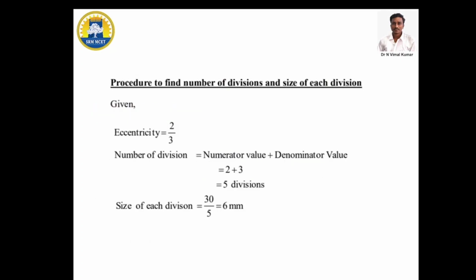So, the procedure to find the number of divisions and the size of each division. For example, eccentricity is equal to 2 by 3. The number of divisions is equal to the numerator value plus the denominator value. Numerator value is 2, denominator value is 3. So it is equal to 5 divisions. The size of each division is equal to 30 divided by 5. For example, if your total length is 30 mm, 30 divided by 5 is equal to 6 mm. This is called the size of each division from the total length of 30 mm.